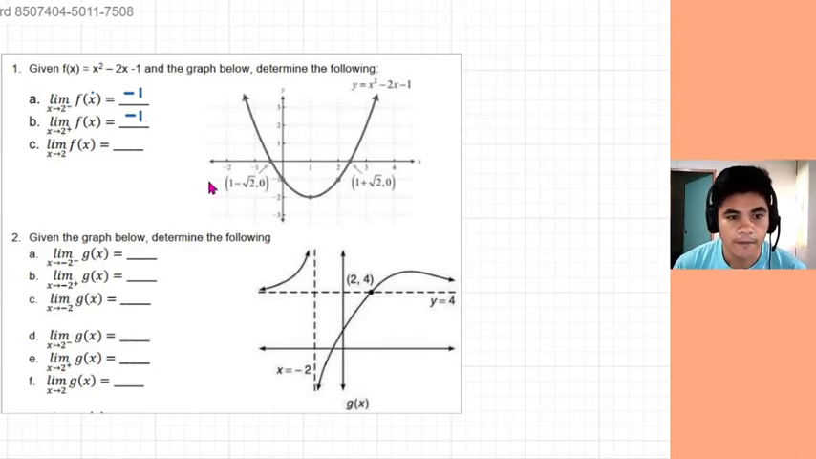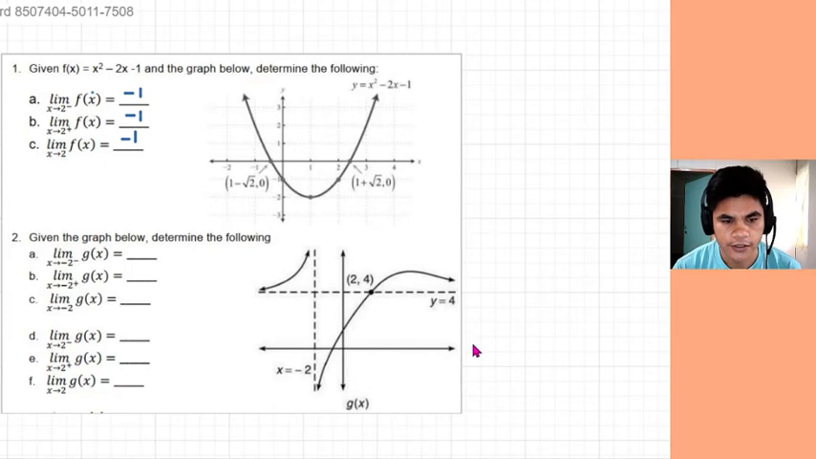Next, the limit of the function f(x) as x approaches 2. So when we say as x approaches 2, that is either from the left and from the right, the answer is still negative 1. How about the second graph?